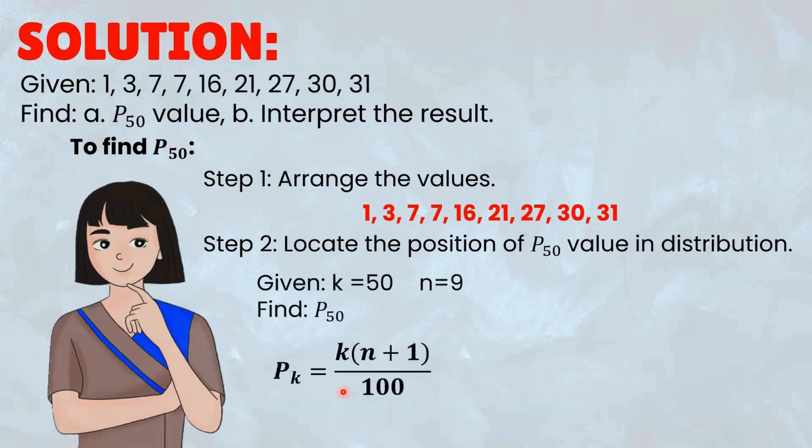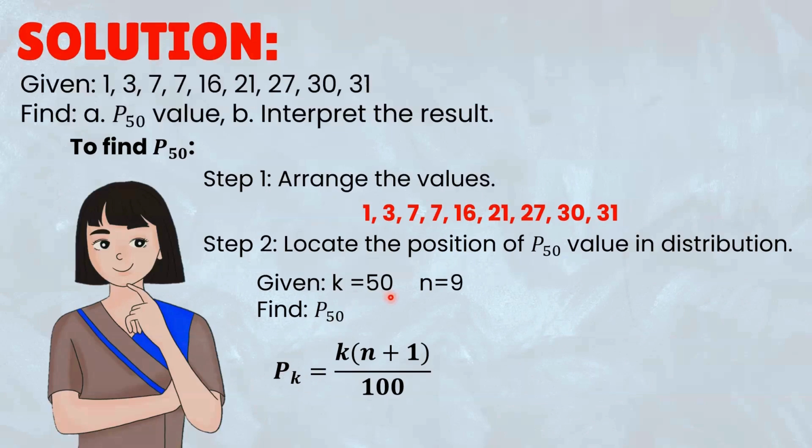So we have here the formula for percentiles: P sub k is equal to k times the quantity n plus 1 over 100. We are looking for percentile 50. Therefore, k is equal to 50, since percentile 50 is of the form P sub k.